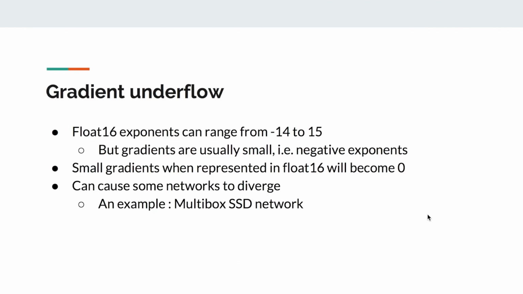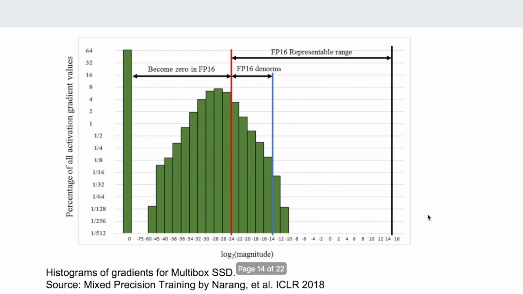As an example, here is a histogram of gradients for the multi-box SSD network. We see that most of the gradients are in the left half, which is not representable. We can also see that small gradients mean negative exponents. So most of the range representable by float 16 is lying unused. So how do we solve this issue?